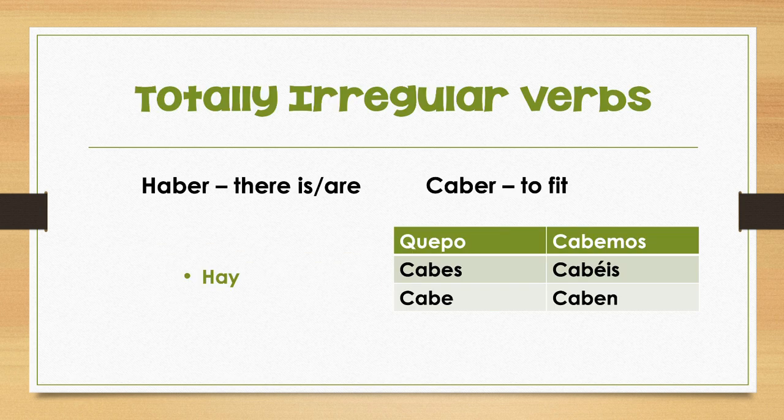Finally, two very strange verbs. We have haber, which means there is, there are, which is just hay, and caber, which means to fit, which is quepo, cabes, cabe, cabemos, cabéis, and caben.